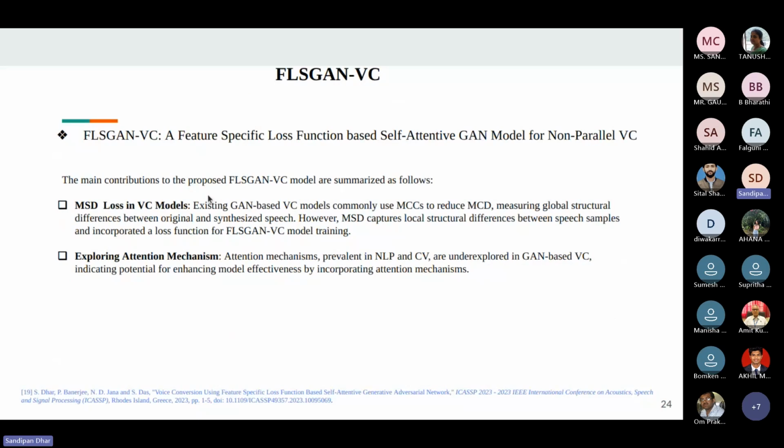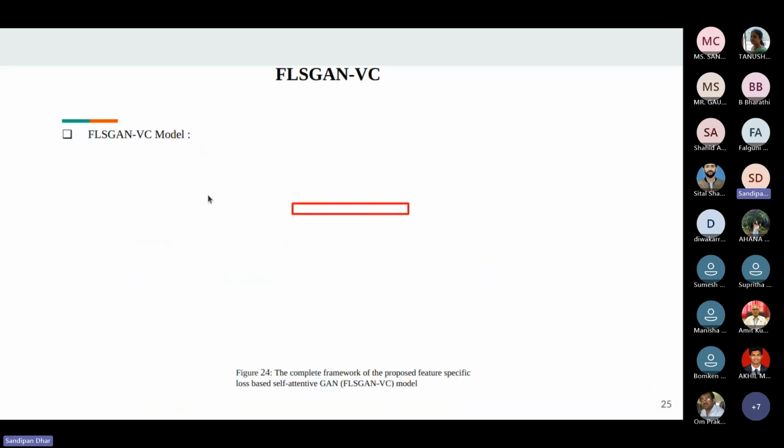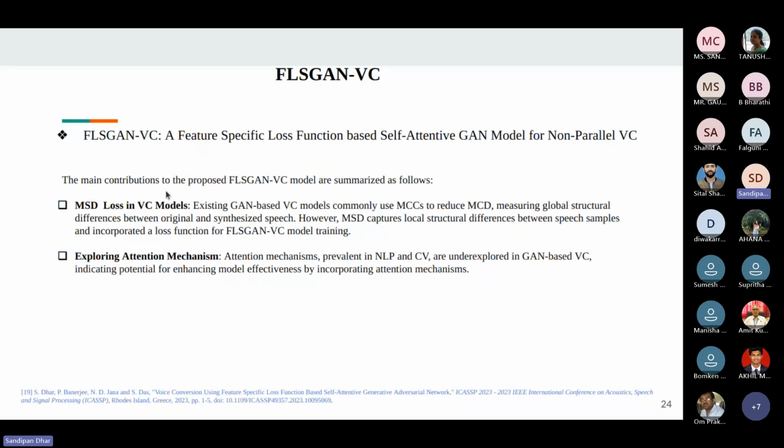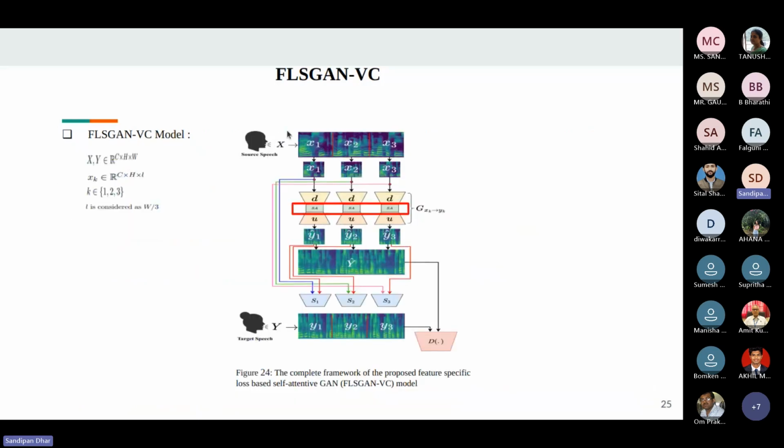Based on these issues and challenges, we made some contributions to this field of voice conversion. Based on the time, I'm just giving a brief intro, otherwise I'm not going deeper into it. This is one of the works that we have done and got accepted in ICASSP 2023. FLS-GAN-VC is a feature specific loss function based self-attending GAN model for non-parallel VC. What we did is, as can be seen in figure number 24, we have the source domain and target domain, where both the speakers are from different genders.